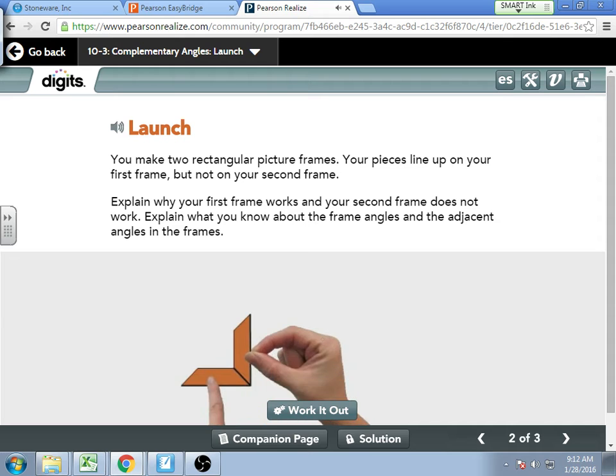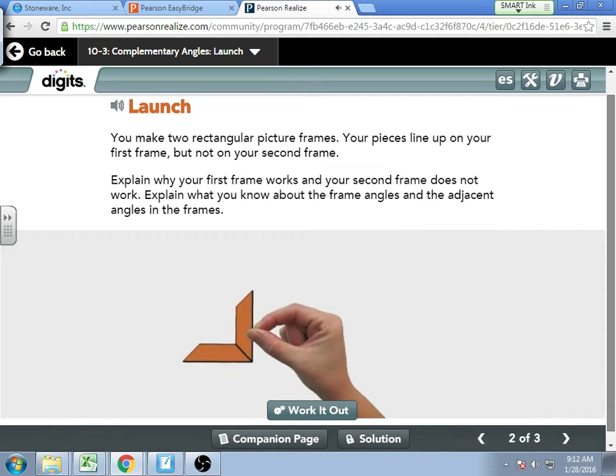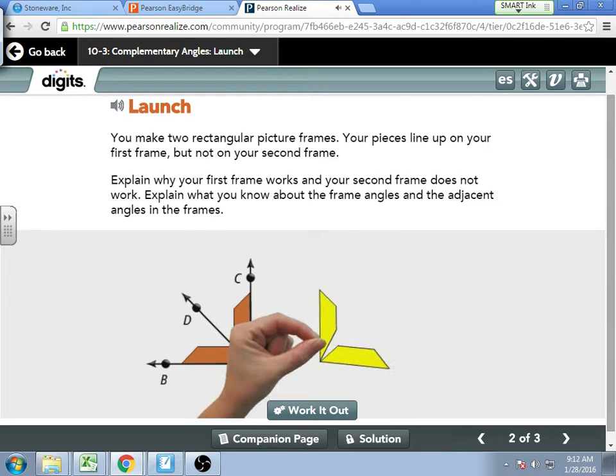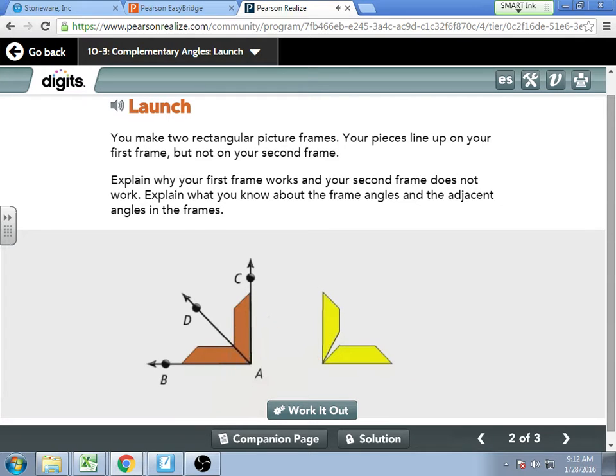So if we look, oh, we're not vertical angles there. We're complementary. I got ahead of myself. So complementary angles, I'm going to change that learning target.